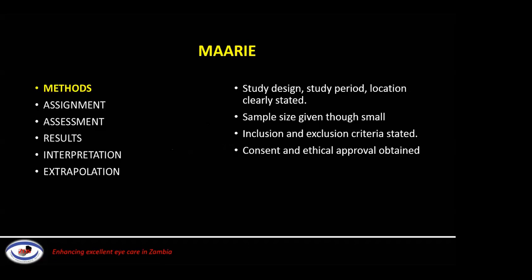So now we'll go into critiquing our article, and we'll use the Marie to critique the article. So for the methods, the study design, the study period, as well as the location, were clearly stated. Then the sample size was given, though it was small. Then there were also inclusion and exclusion criteria, which were stated. The consent and the ethical approval were also obtained.